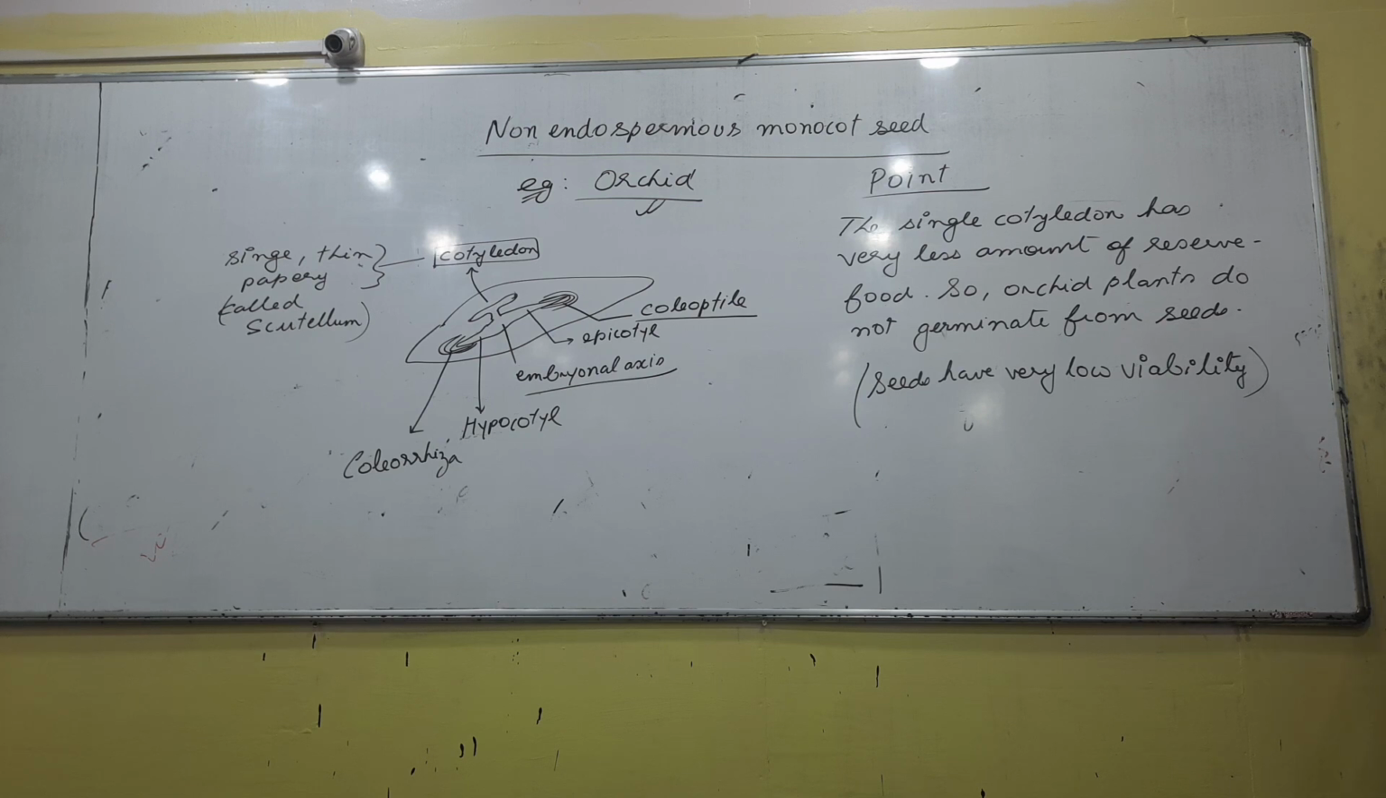So this was all about the structure that you have to study, structure of a dicot seed and structure of a monocot seed. Is the portion clear? Any doubts?